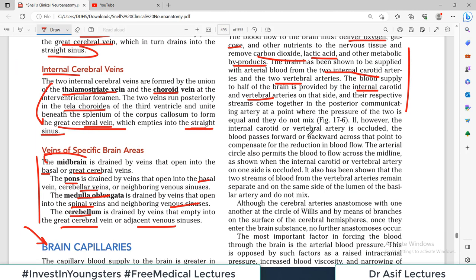If, however, the internal carotid or the vertebral artery is occluded, the blood passes forward or backward across that point to compensate for the reduction of flow, and this is why the circle of Willis is present. The arterial circle also permits the blood flow to cross the midline. Theek hai janab, agar kahin blockage hoga to dusri artery supply kar degi.